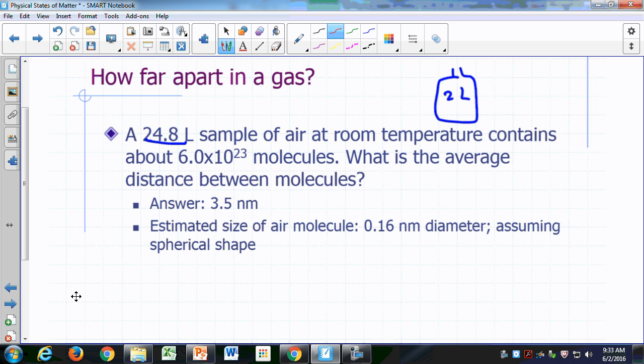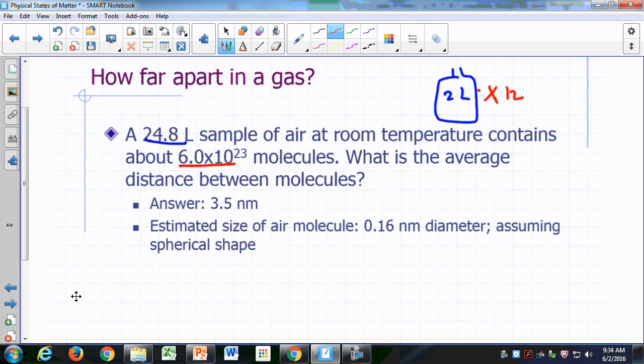24.8 divided by 2, that's about 12 and a half. So if you have about 12 of these, all empty, all those bottles will contain air molecules. If you could count those molecules, you'll learn later that it's going to have this many molecules, 6 times 10 to the 23rd.